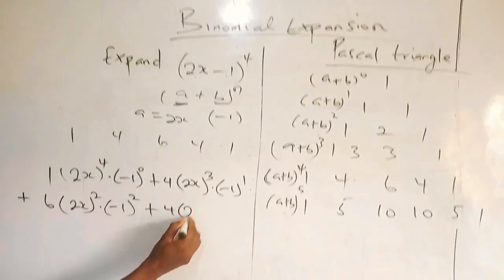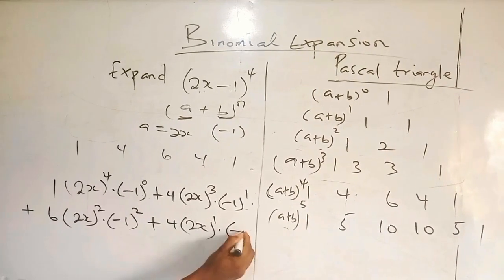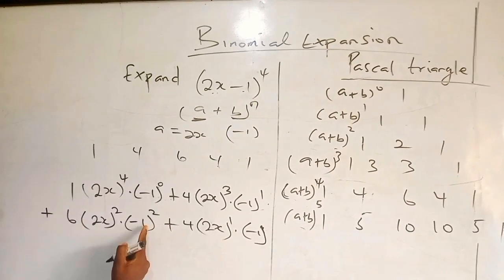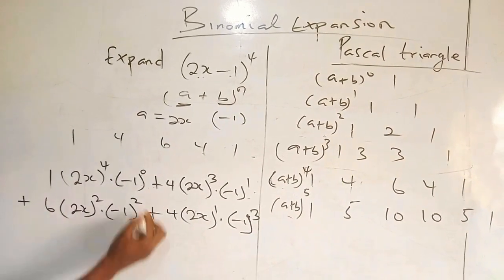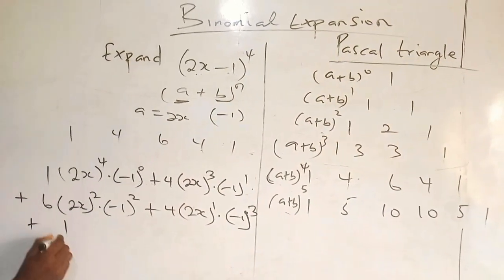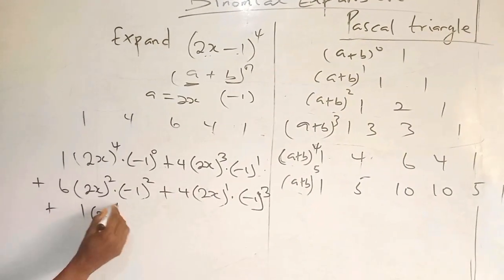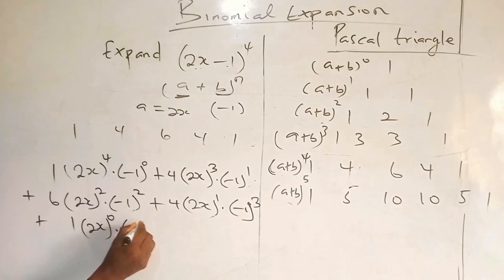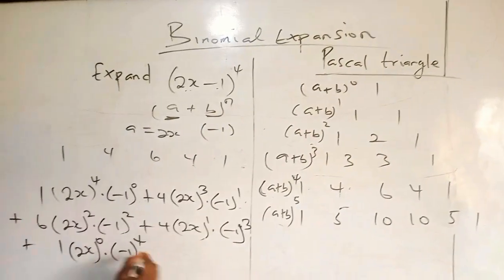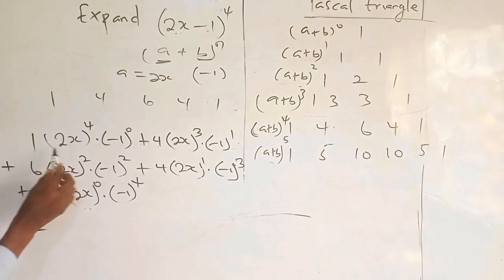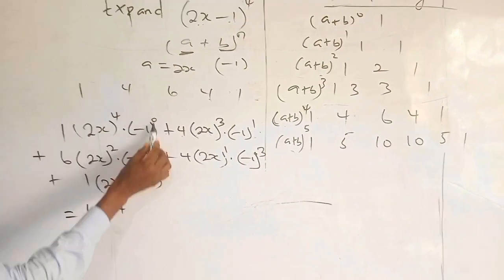So we have 2x to power 1, times minus 1 to power 3. Okay, the last coefficient here is 1. So the power of 2x here is now 0, times minus 1 to power 4. So we now solve. From here, 2 to power 4 is 16, x to power 4. Minus 1 to power 0 is 1.